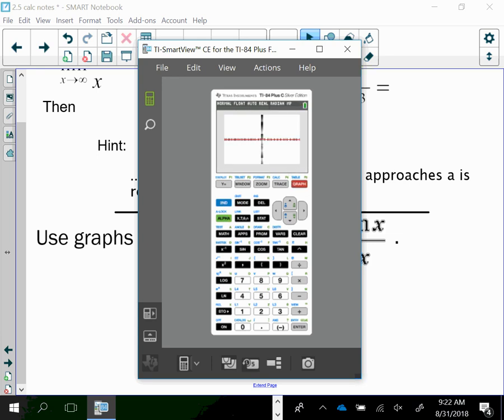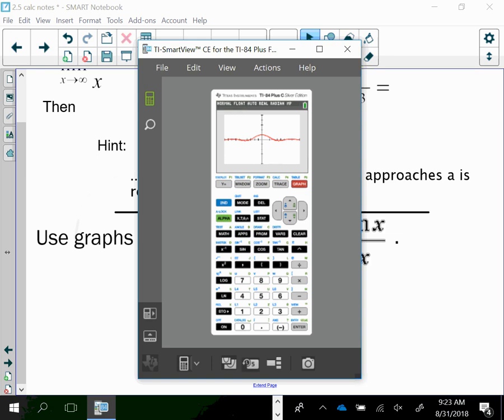All right, that is like a blurry mess, so I'm going to zoom. My y's are way too close, so I'm going to make my window negative 10 to 10 and negative 5 to 5. Okay. There's your graph.